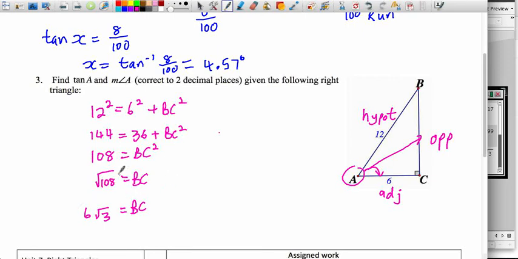Okay, now that we've established the value of BC, we can answer the question, which asked us for the value of the tangent ratio for angle A, and the value of that is going to be 6 root 3, the opposite side, over the adjacent side, 6. In this particular case, we can simplify that, again not required, as root 3. That should give you a small hint as to what the measure of angle A is going to end up being, if you remember the lesson on special right triangles.